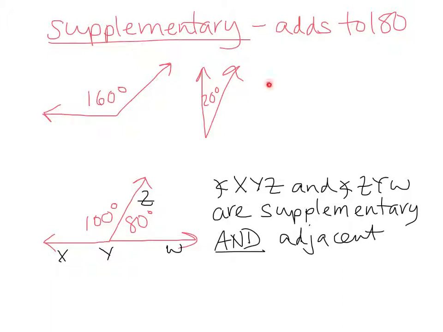Okay, these angles up here, the 160 and the 20, these are only supplementary, right? They're not adjacent, they do not share a side. These angles, however, are not only supplementary but also adjacent. Okay, so when angles are supplementary and adjacent, that means they are a linear pair. Okay, so a linear pair are two angles that are supplementary and adjacent. So make sure you get that down.